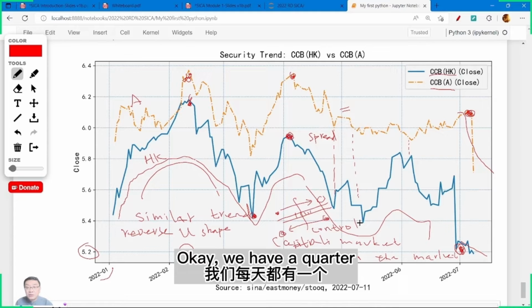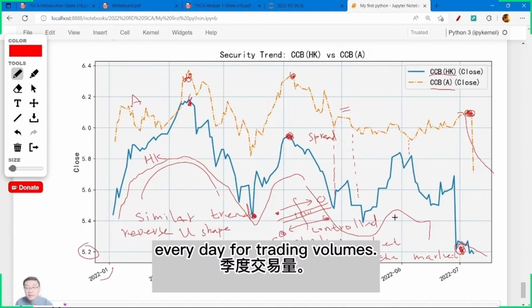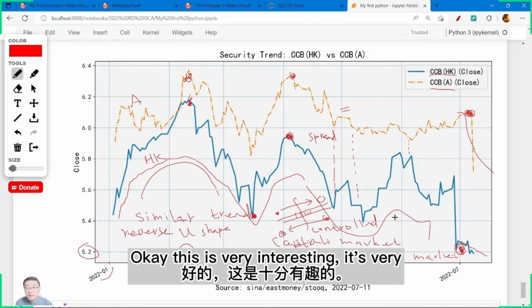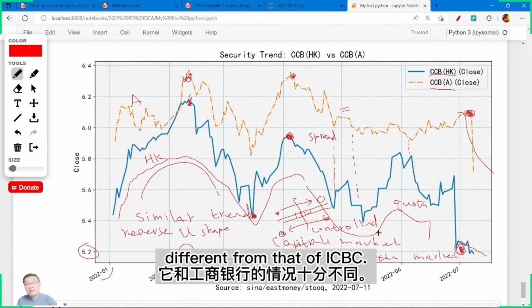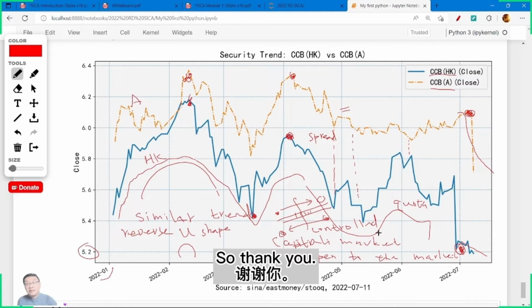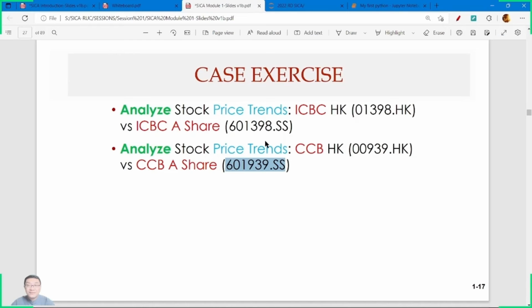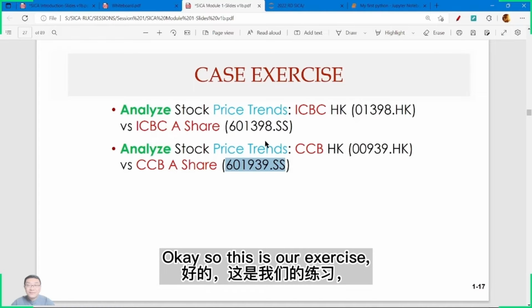We have a quota every day for trading volumes. Okay, this is very interesting. It's very different from that of ICBC. So thank you. Thank you. Okay, so this is our exercise.